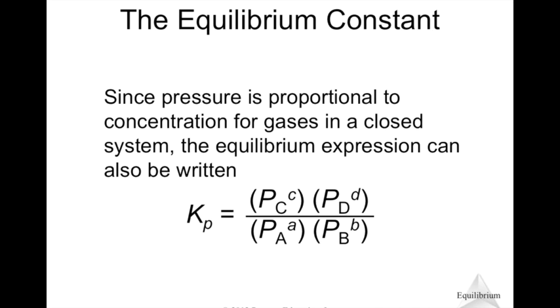And again, since pressure is basically the same thing as concentration, they're proportional in a closed system, you can do the exact same thing with partial pressures. So this is Kp, and you've got the pressure of gas C raised to whatever stoichiometric coefficient.